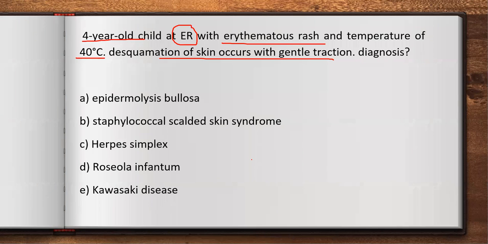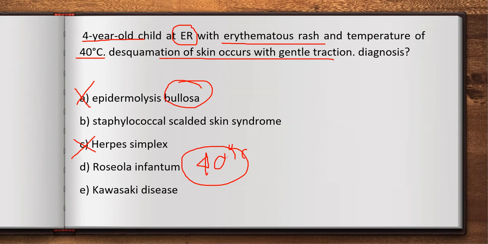First of all, let's rule out some of the options. Herpes simplex doesn't come with desquamation or high fever like this, so rule that out. Epidermolysis bullosa is a blistering kind of condition, so a patient will usually develop a lot of blisters, like bullous disease, rather than fever, rash, or desquamation. Roseola infantum causes high fever around 40 degrees Celsius, but the characteristic is that after 3 to 4 days, fever subsides, and after that the rash appears, but it doesn't cause desquamation. So roseola infantum is also out.